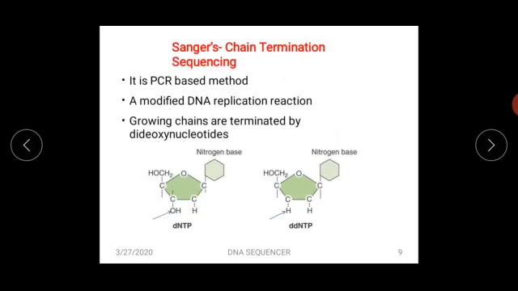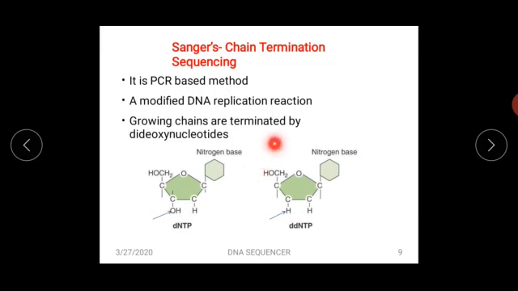The Sanger chain termination sequencing, this is just the brief of the last slide, where we can see the dNTP has this structure, whereas ddNTP has this structure. What is the difference? There is an OH attached here and here is an H attached.